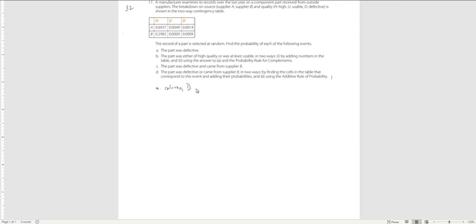So if we sum those, so if we have the probability that A is defective plus the probability that B is defective, so that's going to be 0.0014 plus 0.0009. That's going to give me 0.0023 as my initial probability there. So the probability a part is defective is 0.23%.